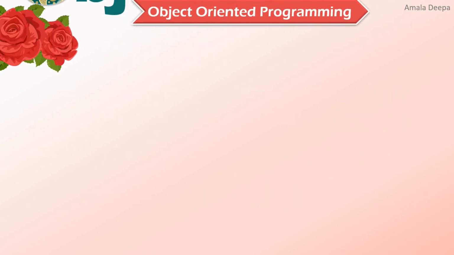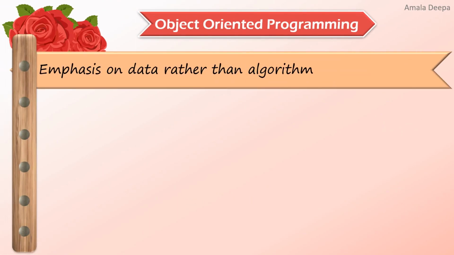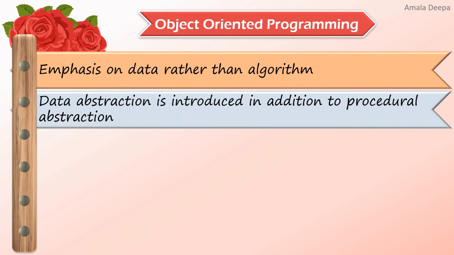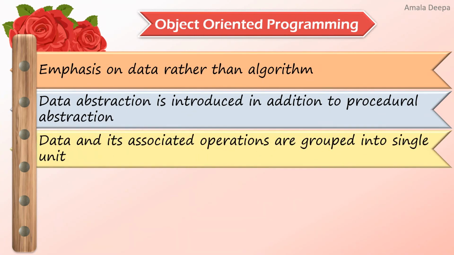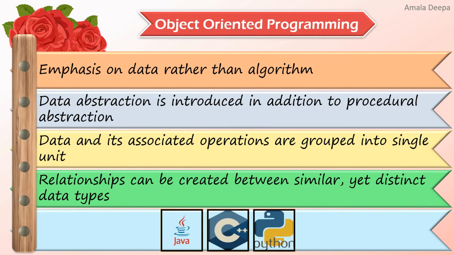The following are some of the features of object-oriented programming. Object-oriented programming emphasizes on data rather than algorithm. Data abstraction is introduced in addition to procedural abstraction. Data and its associated operations are grouped together into a single unit. Relationships can be created between similar yet distinct data types. Java, C++, and Python are programming languages that are based on the object-oriented programming paradigm.